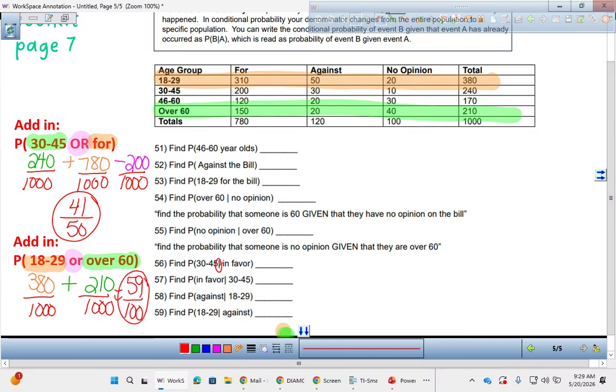The only time you have to worry about mutually exclusive and overlap in these tables is when you see that word or. If you see the word or, you want to think about, is there an overlap? Can these happen at the same time? If they do, I have to subtract the intersection place, and if they don't overlap, then just add them together. All right? So that's a wrap on the unit.